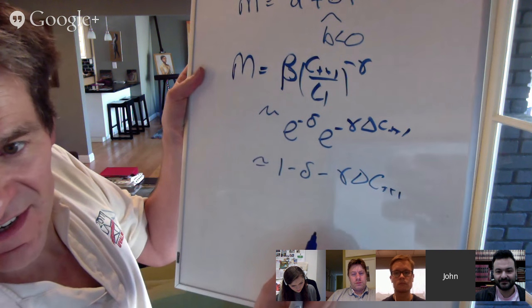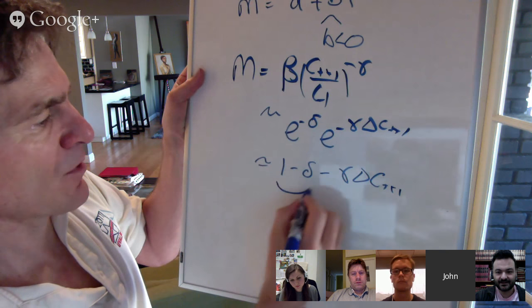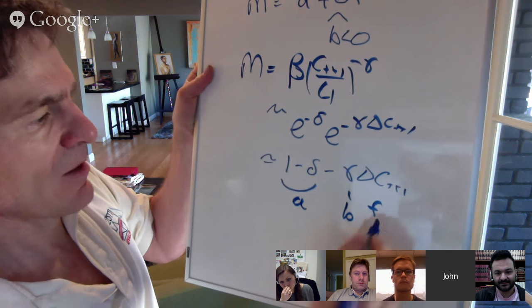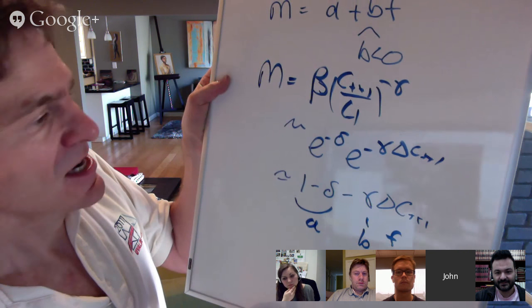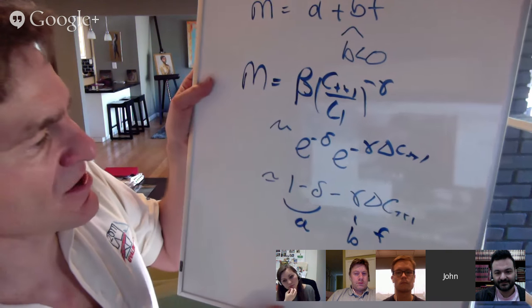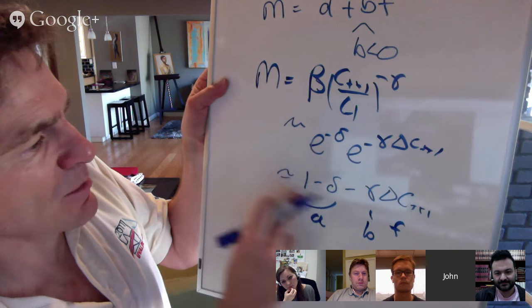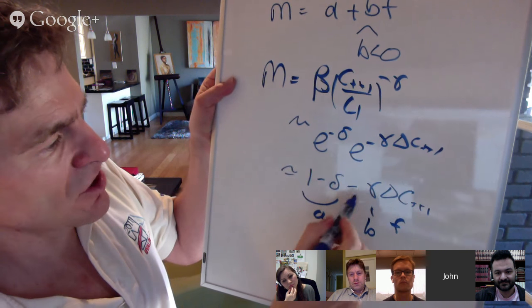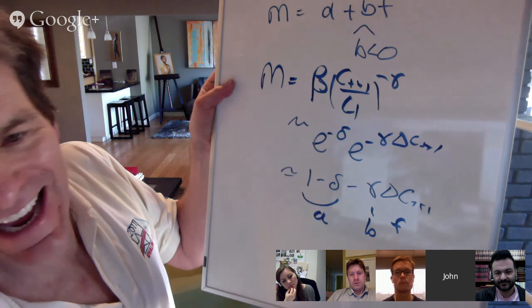Can you still see, Ari? Okay. And so that would be the thing we're calling A, that would be the thing we're calling B, and that would be the thing we're calling F. So you can see in our standard example, you can get an m that's a linear function of a factor, and that usually is a negative sign.